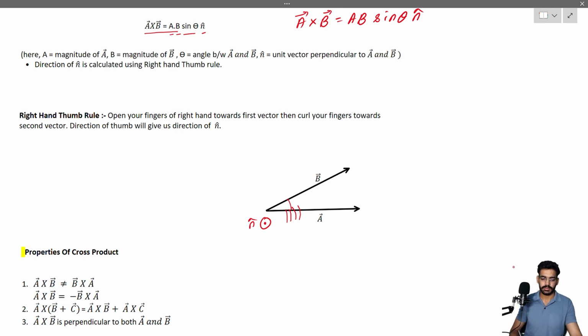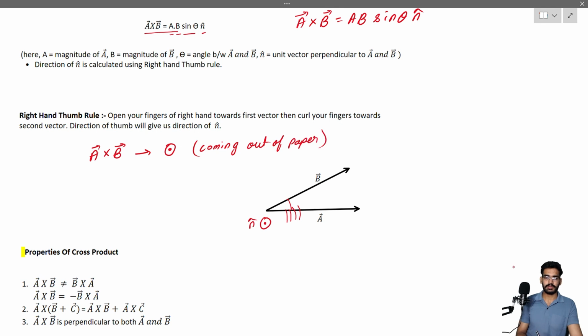Okay, so how do we write it? For A cross B, if you check, the direction is coming outside the paper, by the right hand thumb rule. So we can write coming out of paper.